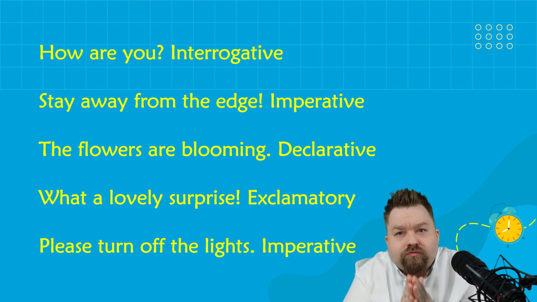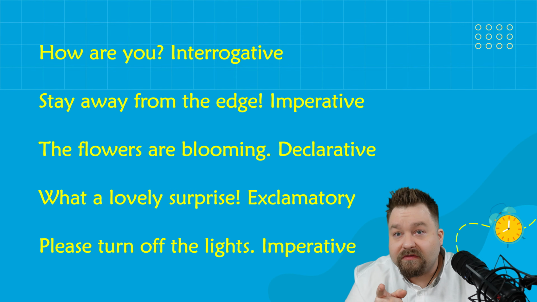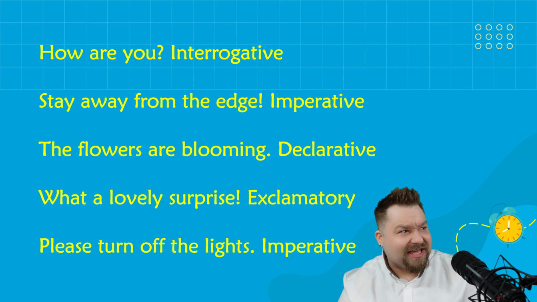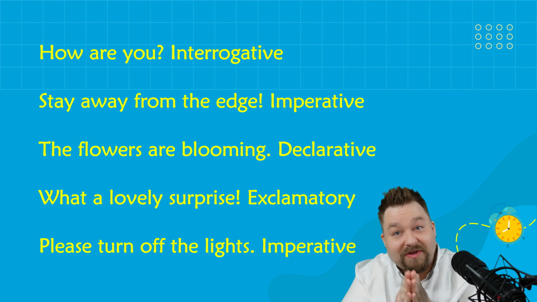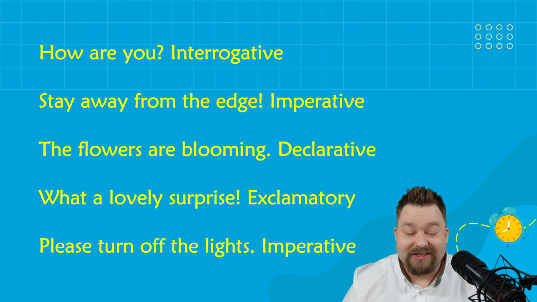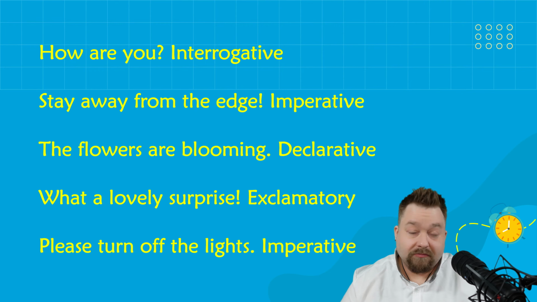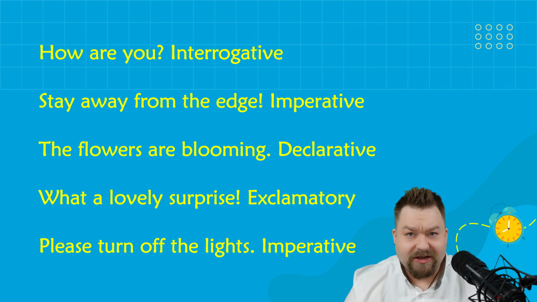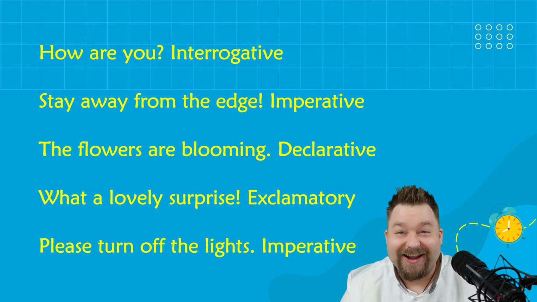Okay? So, now, how are you? That's a question. How are you? Interrogative. Number 2, stay away from the edge. Mom's yelling at you, hey, stay away from the edge. Exclamation point, right? This is imperative, or you might fall. There's a serious consequence. Number 3, the flowers are blooming. It's true. It's just a statement of fact. It's a declarative statement, declarative sentence. So put a period.